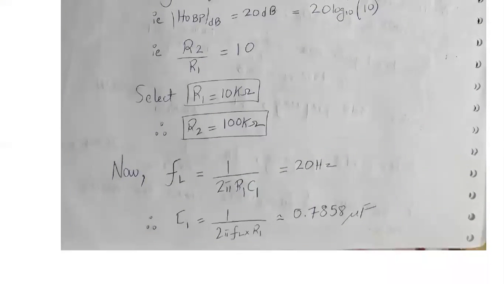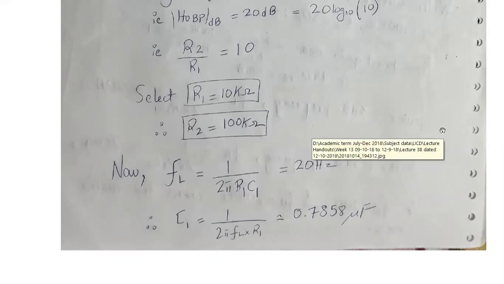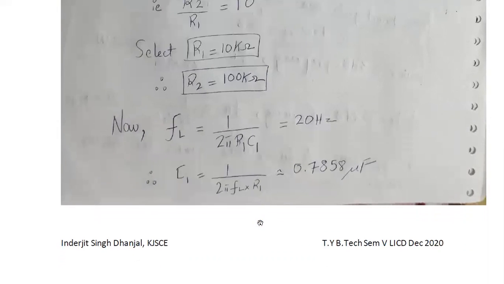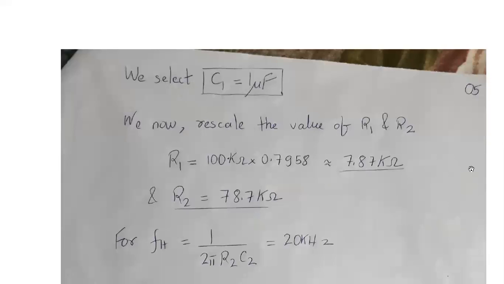Your FL is given by 1 upon 2 pi R1 C1, which is 20 hertz. So from here, FL we know, R1 we know, we can calculate C1, which is coming out to be 0.7958 microfarad. So we select the value of C1 as 1 microfarad and we rescale the value of R1 and R2. Basically we take the standard value of C1 and we recalculate the value of R1 and R2 accordingly.